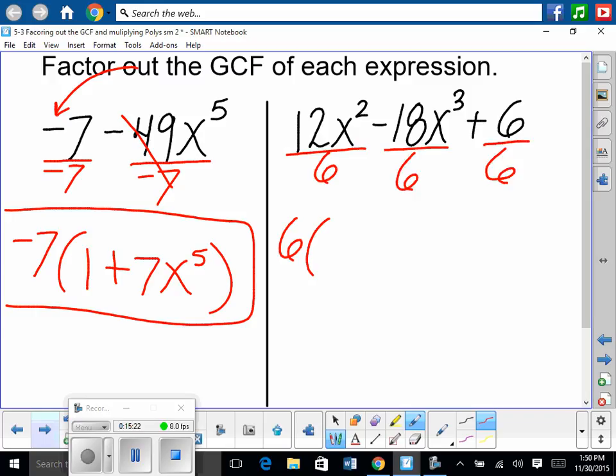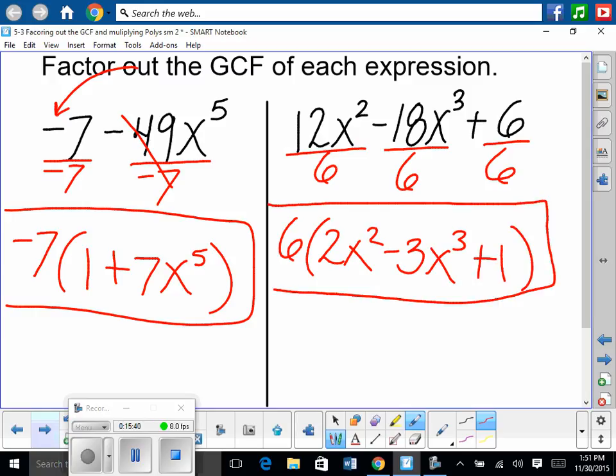12 divided by 6. 2x squared, right? Negative 18 divided by 6 is negative 3x cubed. And 6 divided by 6 doesn't become nothing. It is 1. Plus 1. Most common error. And holy cow, secondary 3 students come into my class and they can't factor, but not if they've had me, because you'll be able to factor.